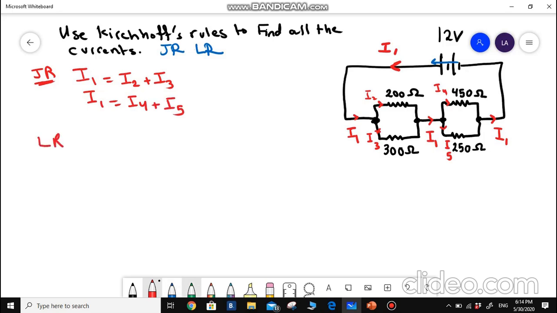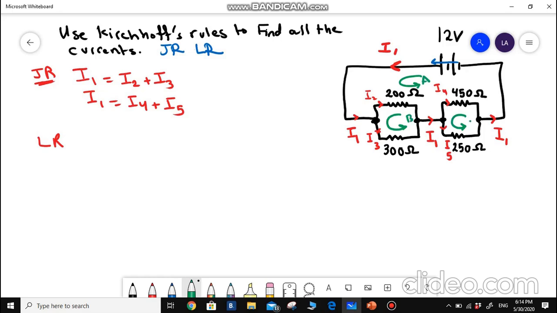As we said, we need to assume some loop direction. I can take the outer loop here, the larger loop, as loop A, and two small inner loops here and there. So I have loop A here, the big circuit, loop B, and loop C. So I can see that I have here three loops.